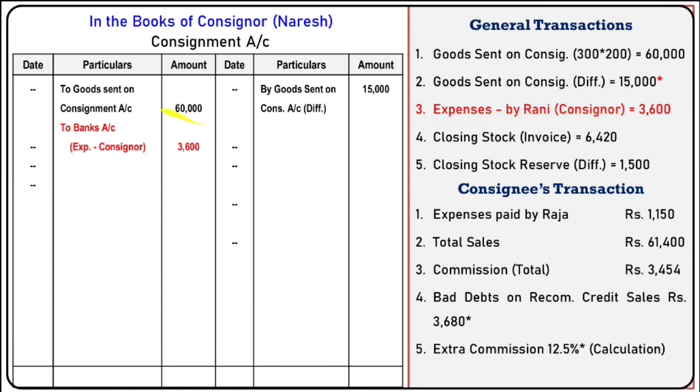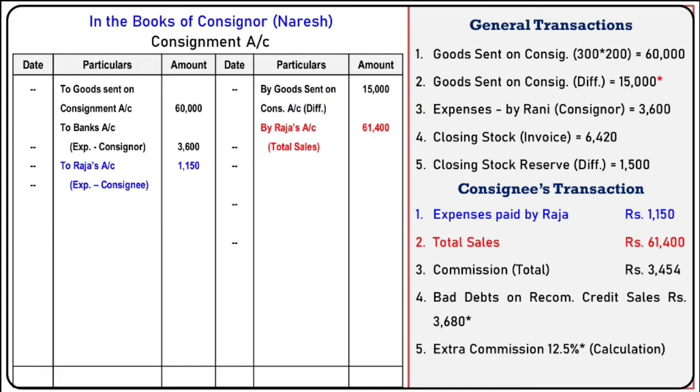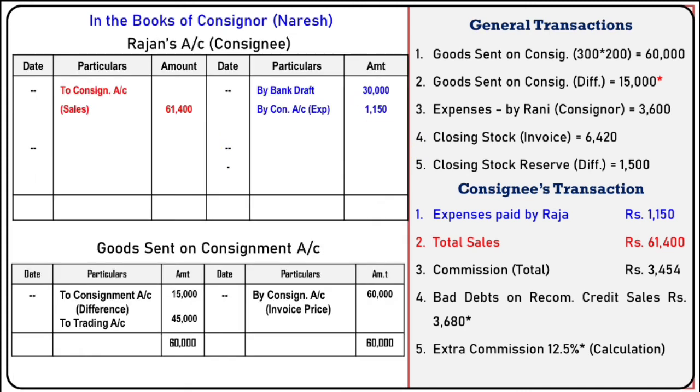Expenses paid by Raja debited to consignment account, credited to bank account 3,600. Expenses paid by Raja debited to consignment, credited to consignee's account. Total sales credited to consignment, મતલબ consignee's account debited to consignment account. તો consignee ને debit side, consignment ના credit side. So see here, consignee ના account માં debit side. Bank draft is credited to consignee's account.